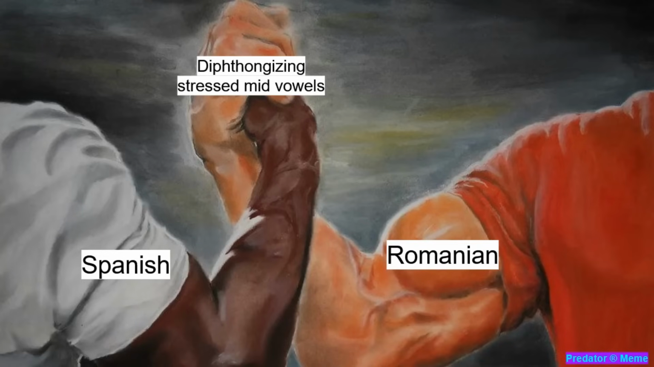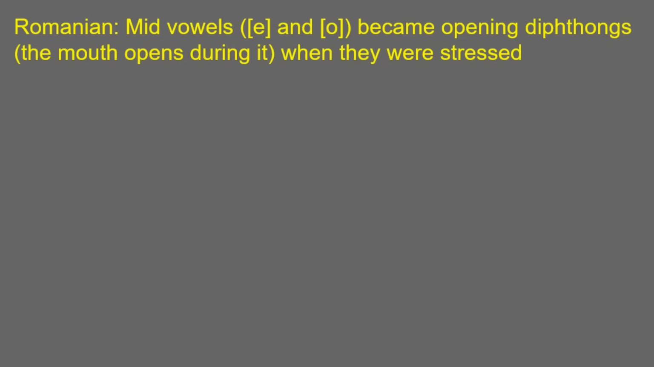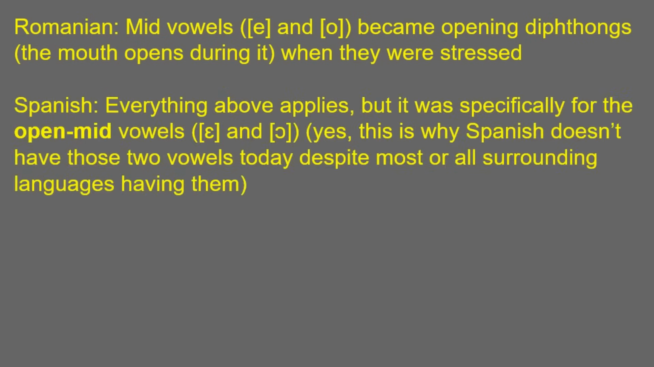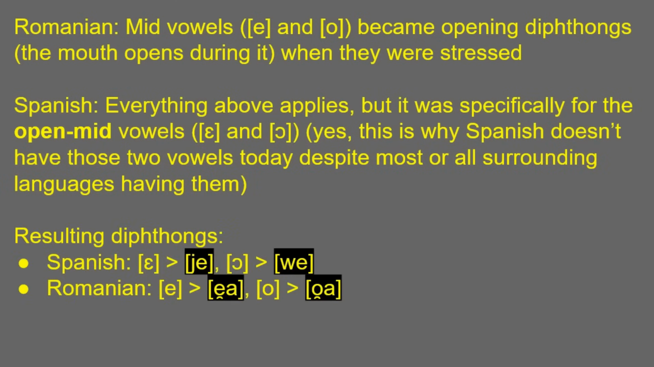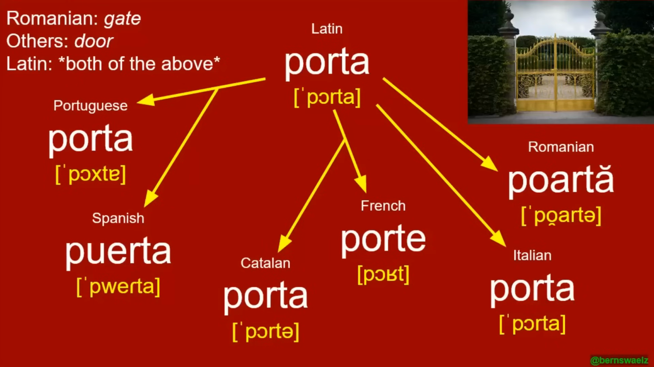The other thing about vowels is the diphthongization that happened in Spanish and Romanian. Interesting combo, right? So in both of those languages, mid-vowels became opening diphthongs when they were stressed, with Spanish having the extra complication that it only happened to formerly open mid-vowels. In Spanish, this largely resulted in ye and we, while in Romanian, the results were ya and wa. So for example, there was Latin porta, which became Italian porta, Catalan porta, French port, and Portuguese porta, but Spanish puerta and Romanian puartă.